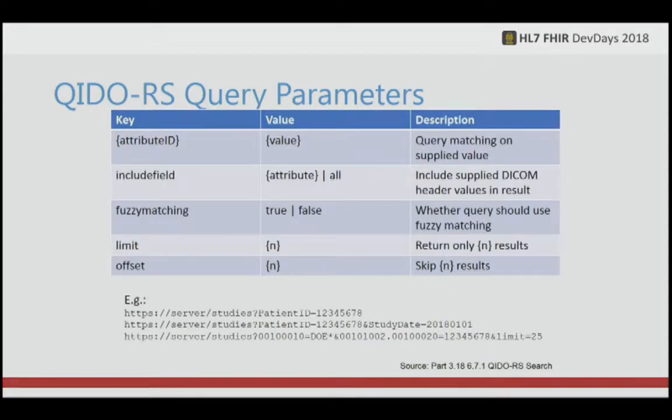A lot of the query parameters are pretty simplistic, so I can specify what I want to match on. I can specify what additional metadata I want to pull down besides the defaults, or I can even request all of the metadata if I want. Whether or not I want to use fuzzy matching, and then limit and offset. So you can see a couple of examples there.